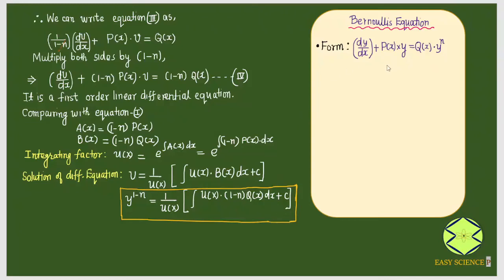For this particular condition, if you look at the integrating factor, which we normally call u of x, the integrating factor is given as e raised to integration of 1 minus n times p of x dx. This is the integrating factor.